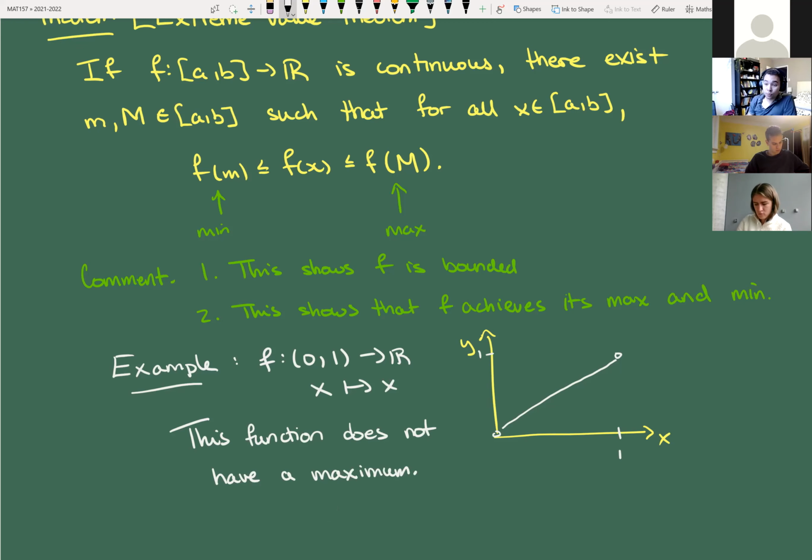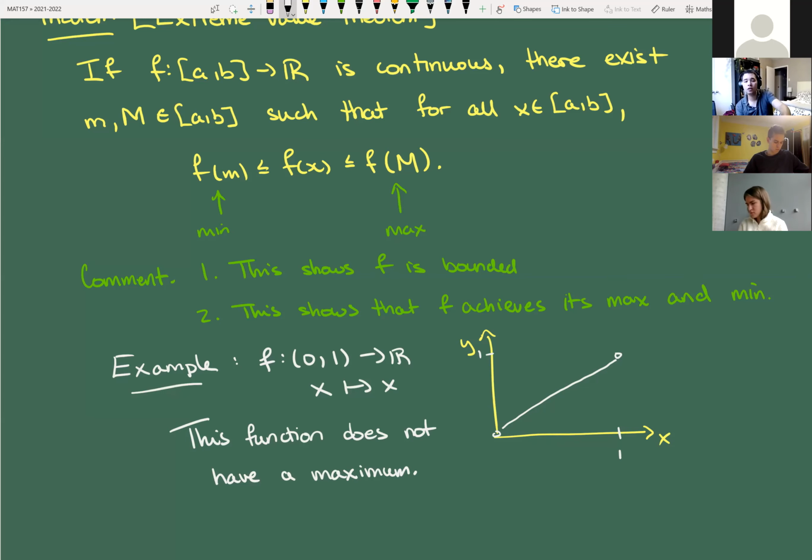Right? It has a supremum, but there is no maximum to this function. Is everyone okay with that? You see the difference, right? The maximum actually has to be achieved. The supremum does not, because the supremum doesn't have to be in the set, right? But the maximum does. The maximum actually has to be in the set. Is everyone okay with that?